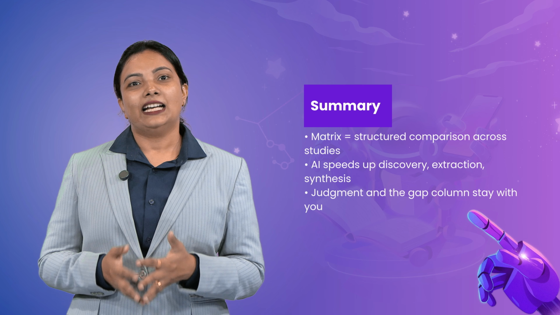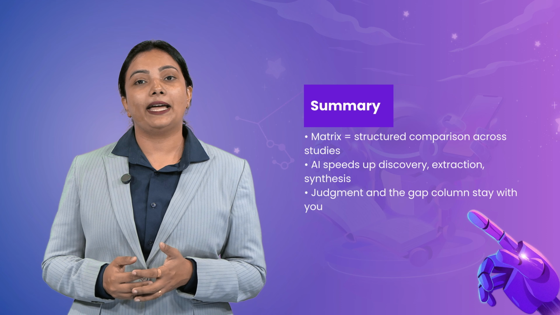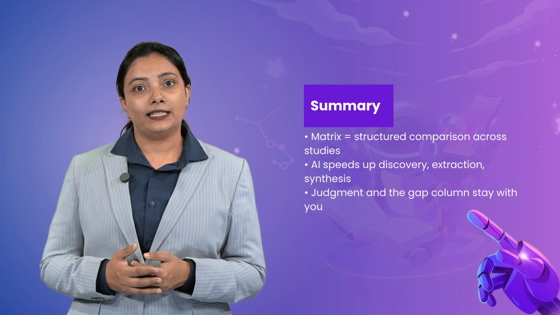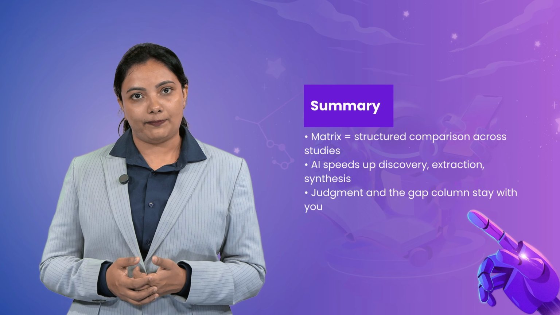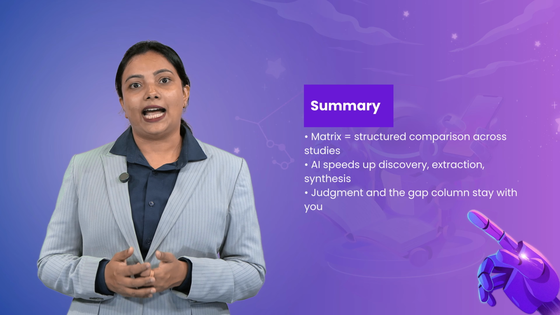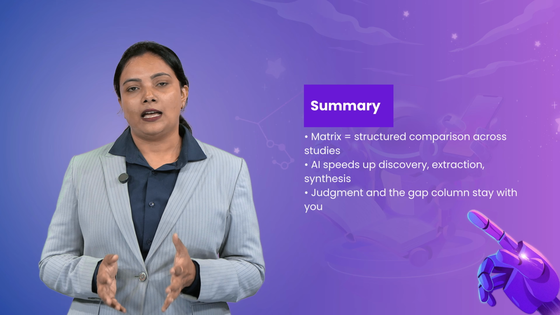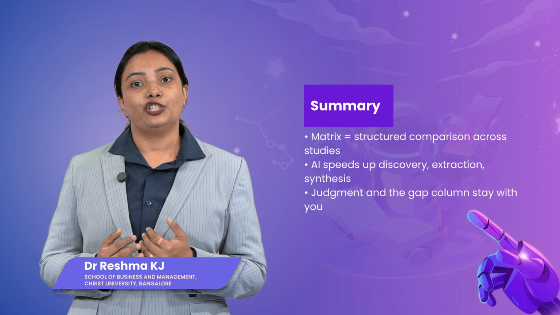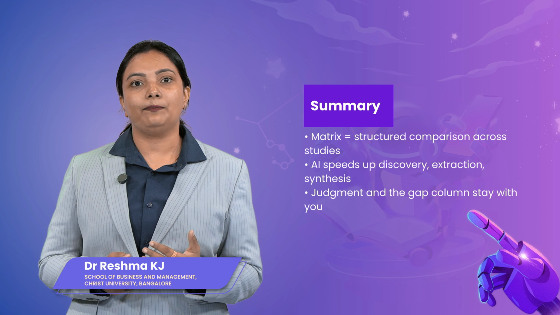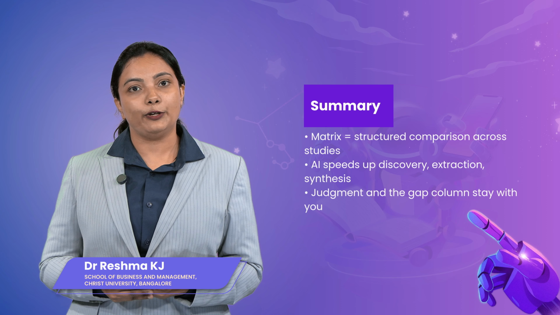To summarize, a literature matrix organizes studies into a comparable grid. AI tools can help you discover papers, map themes, extract structured data, and synthesize patterns in a platform like PaperGuide. But screening, judgment, and the gap statement remain yours. That's where your original contribution as a researcher lives.